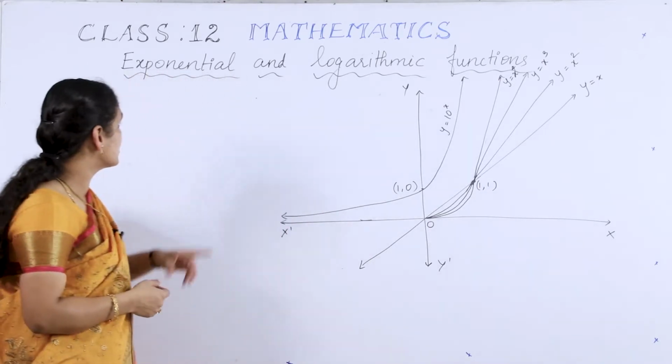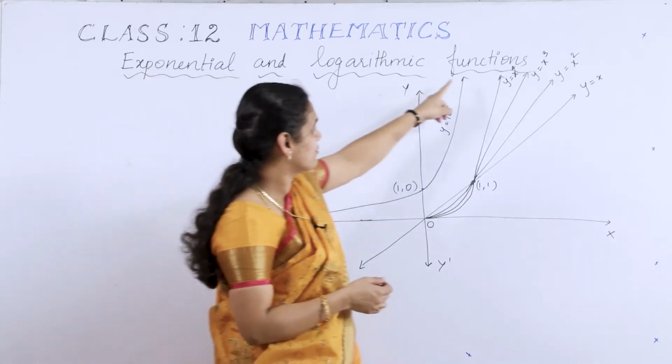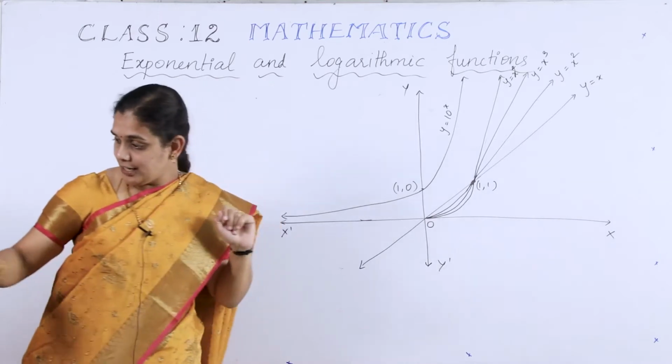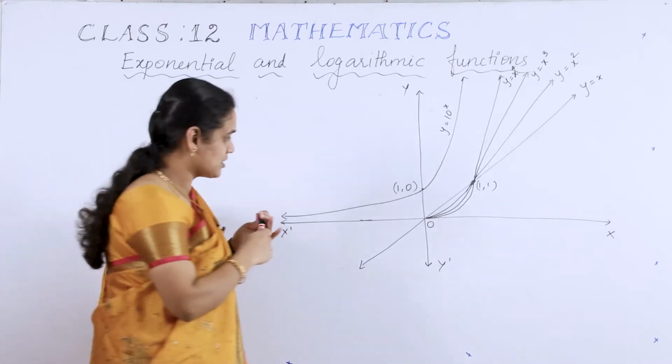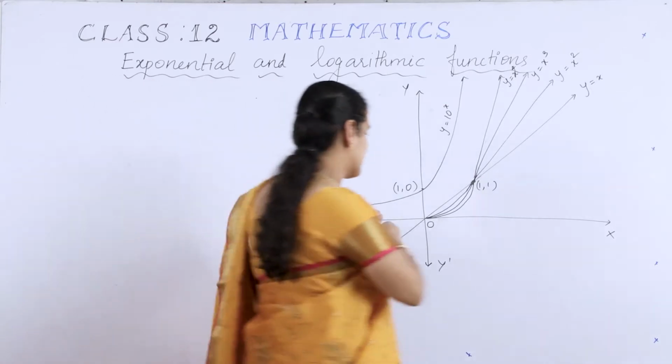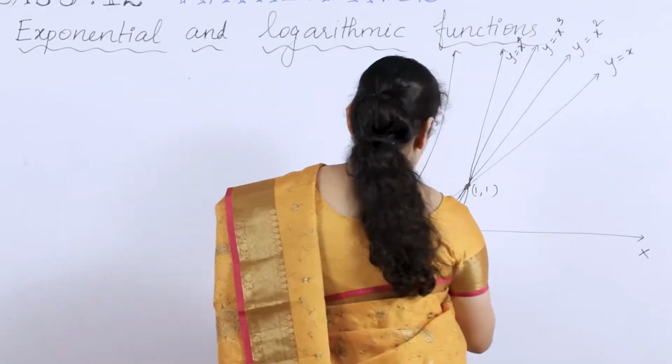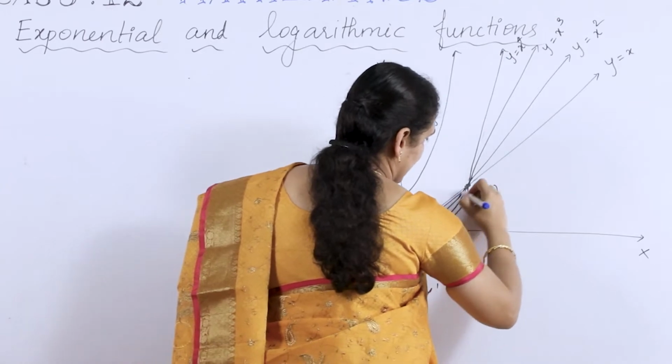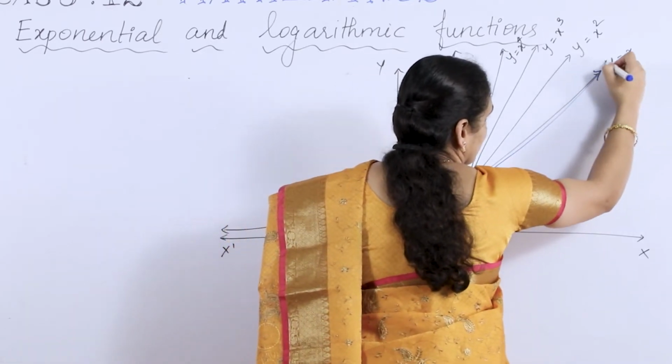In this session, we are going to learn exponential and logarithmic functions. Okay, so here I have drawn different graphs. If you see this graph y equal to x, it's a straight line, isn't it? This is y equal to x. This is the straight line we get.